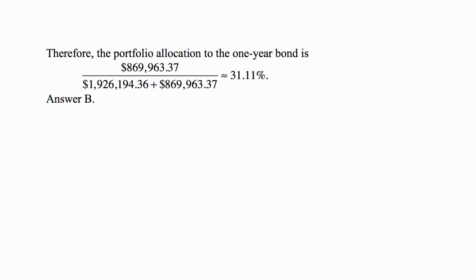Well, the question was, what portion of the present value of the portfolio is then allocated to the 1-year zero coupon bond? Well, that's the present value of that bond divided by the sum of the two present values. And that ratio is approximately 31.11%, which is answer B.